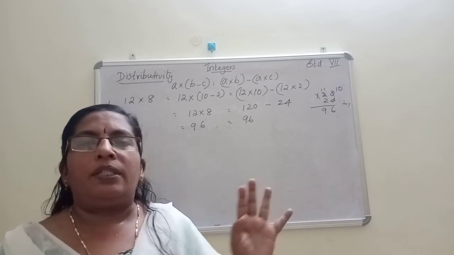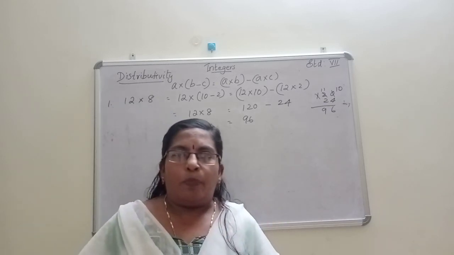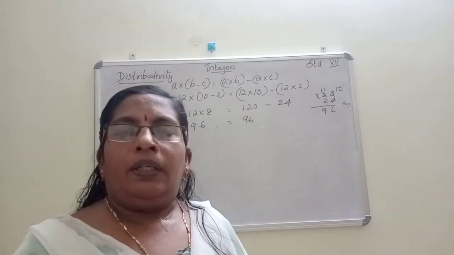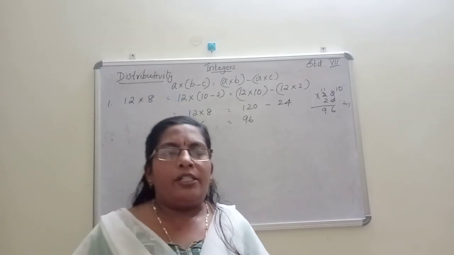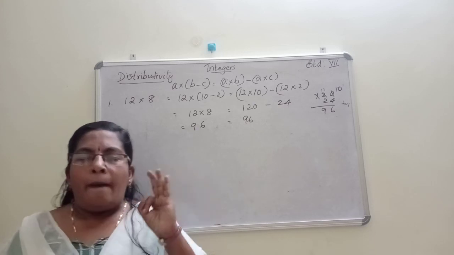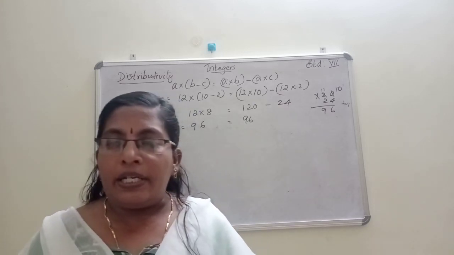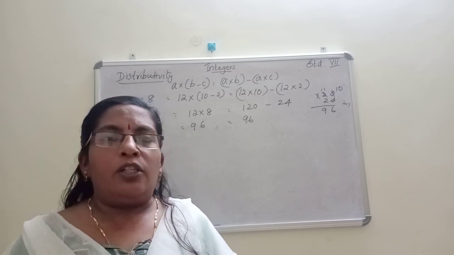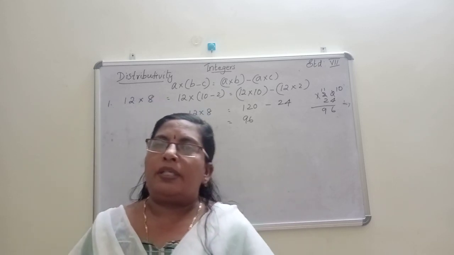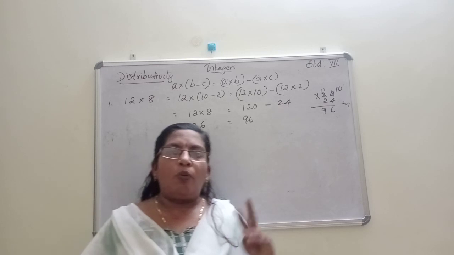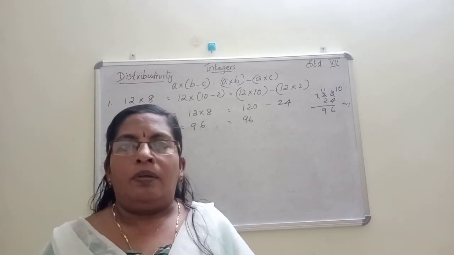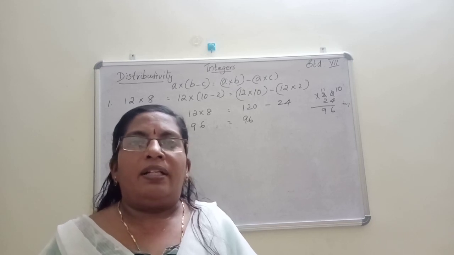So what are the properties we studied? Closure property, commutative property, then multiplication by 0, additive and multiplicative identity, associativity for multiplication, then distributive property. There are two properties there: one is addition and another one is subtraction. Okay, study it. Thank you.